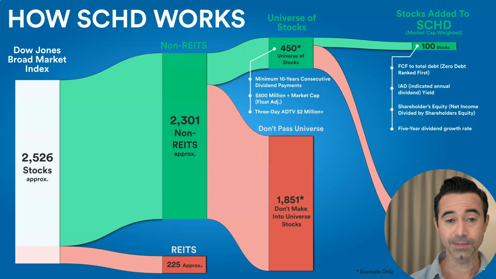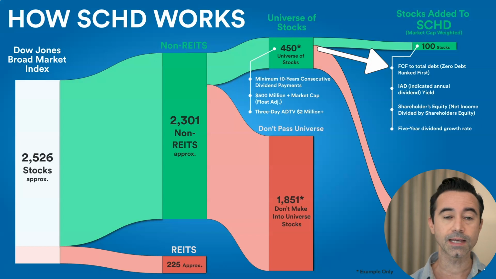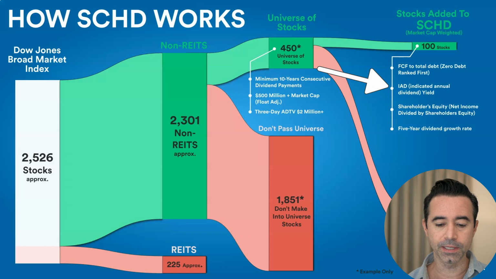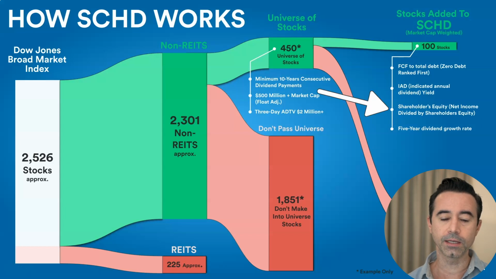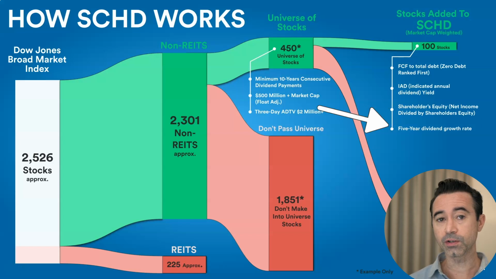SCHD ranks some different things. First off, free cash flow to total debt. Zero debt is going to be ranked first in this, so basically companies without debt are going to get better rankings. Then you have something called IAD yield. Just imagine that's the dividend yield of these companies. Then you have the shareholders equity. Basically, this is going to be the return on equity, that's net income divided by shareholders equity, and then 5-year dividend growth rate.